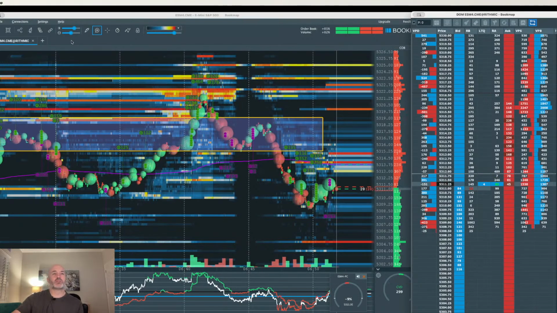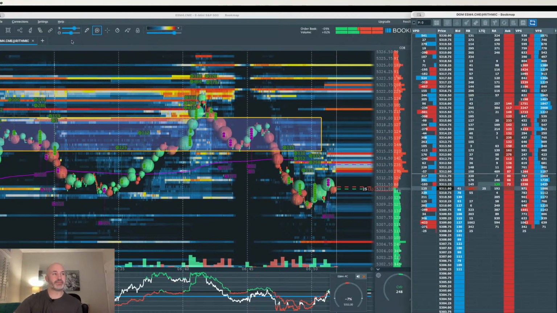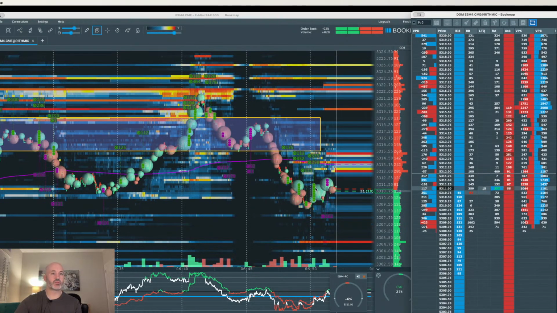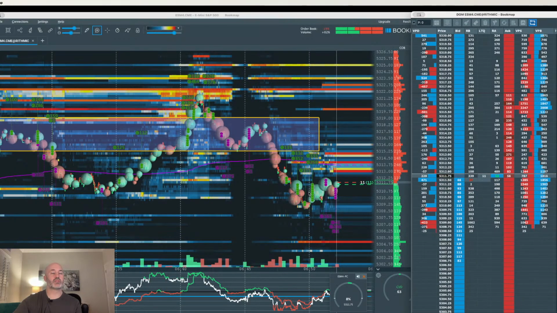Absorption. There's also an absorption indicator here with Bookmap, but I can see it visually. I don't really need the sound, so I don't utilize it because I just see it. I mean, this is absorption right here. Sweep ESM for CME sellers at 5,310.75.